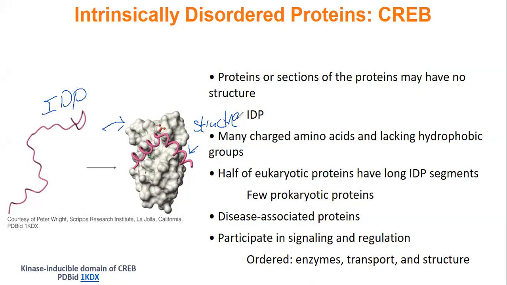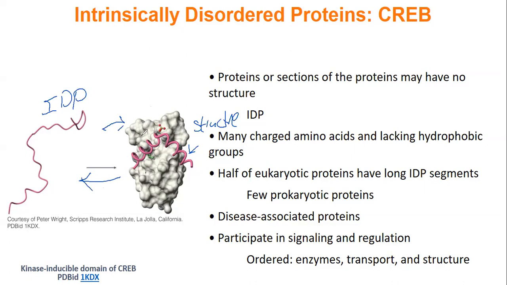Some other ways IDPs are used inside the cell, it's kind of like a tether, right? So it's kind of like reaching out into the cytoplasm and trying to grab onto something or interact with something. And so this flexibility allows it to interact. When it becomes structured, can it become unstructured as well? Yeah, so IDPs, in this example, you can go back to the other form. As soon as you're not binding this white protein, you're going to go back to unstructured, right?